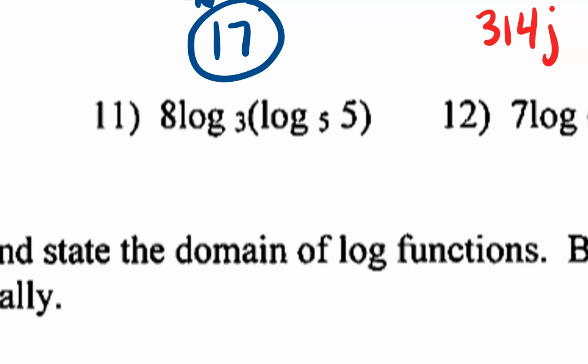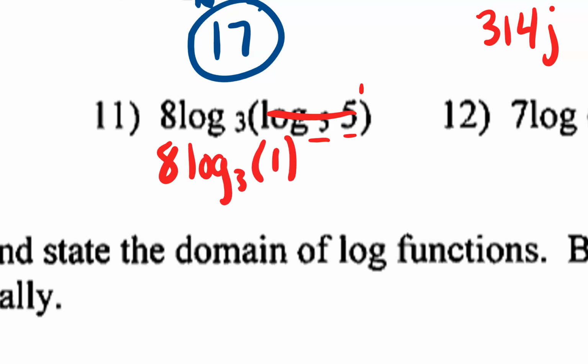This one's a fun one. Log base 5 of 5 is where I'm going to start. The log base and the exponent base are the same, so they'll cancel out. We'll be left with whatever the exponent was. The exponent was 1, so we're left with just 1. I'm going to rewrite this as 8 log base 3 of 1. Log of 1 is always going to give you an answer of 0. So that is our answer, just 0, because we had log of 1.